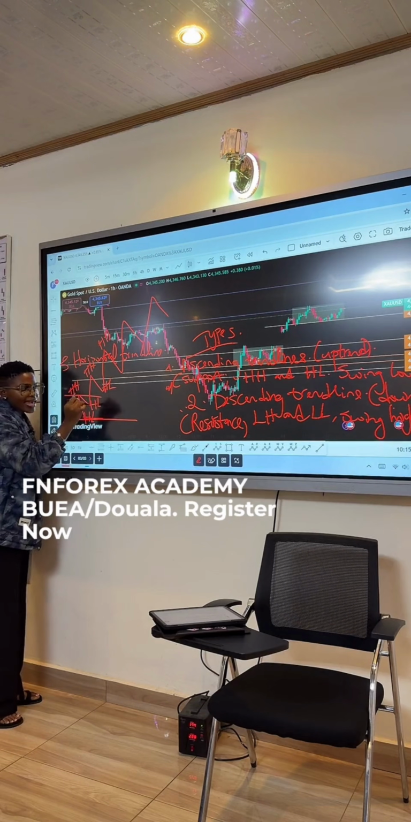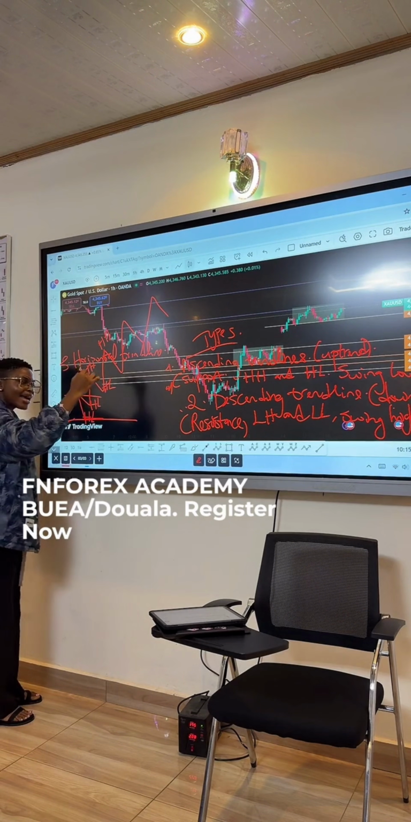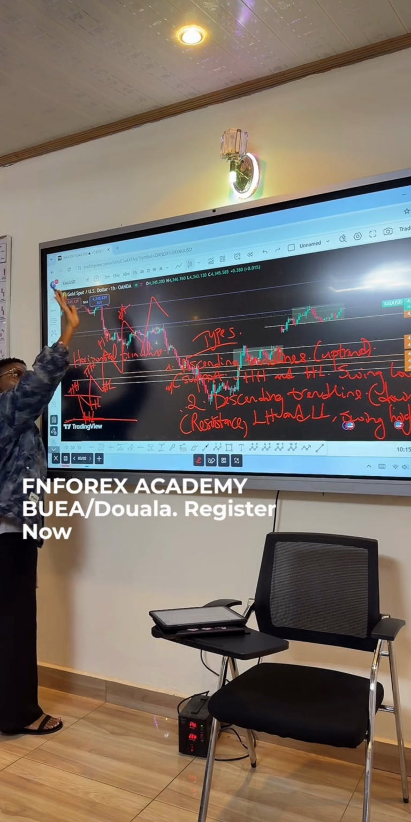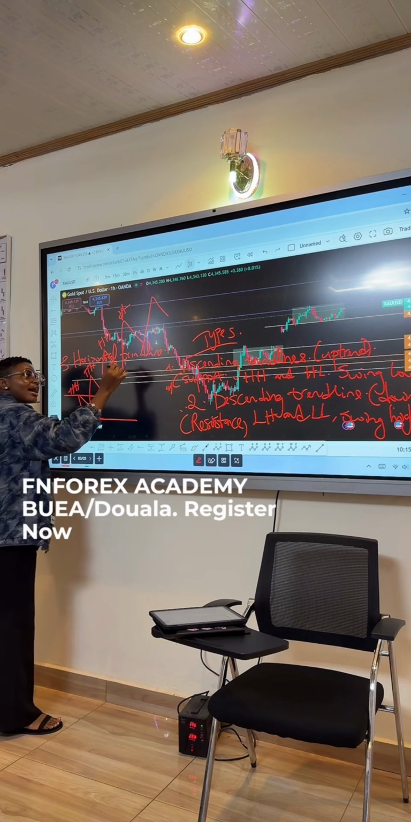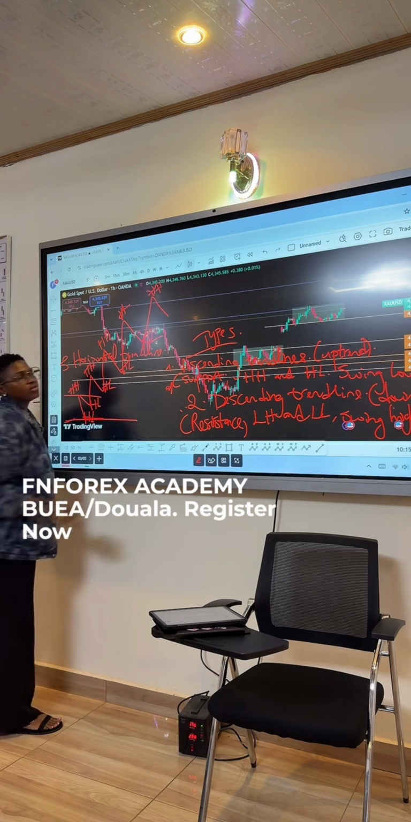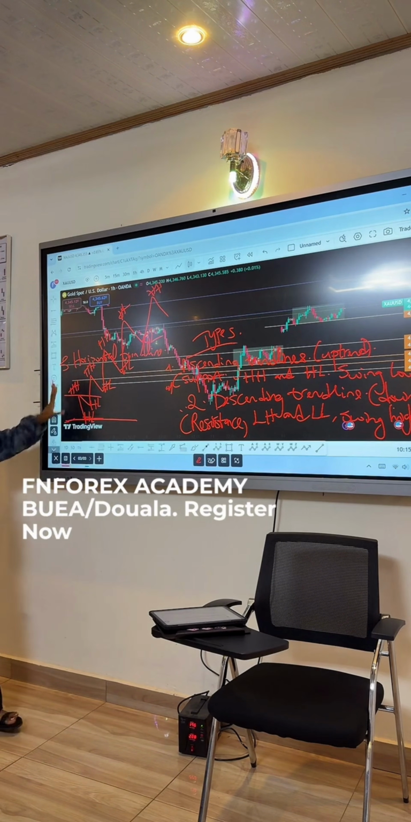So higher low, but then this low is higher than the previous low, and so on and so forth. Higher, higher, and gold is going up. Even the lows are going up as well. Higher highs, higher lows. So this is a typical uptrend.